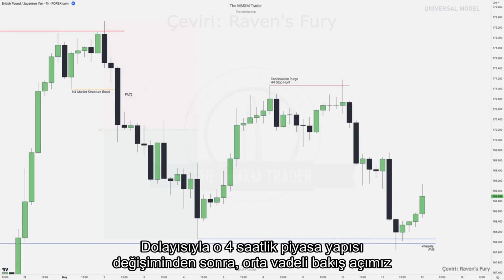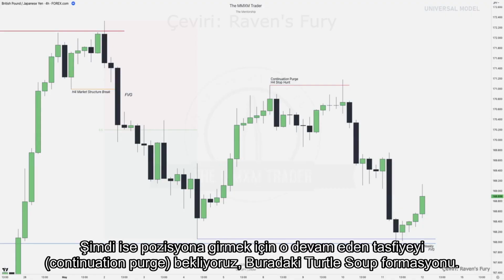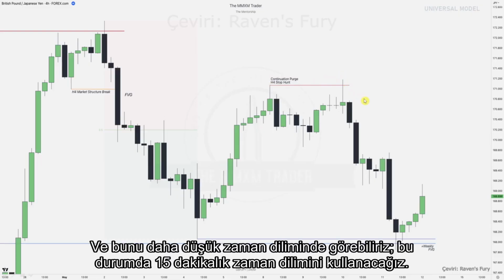So after that market structure shift on the 4-hour, our intermediate term perspective is in line with our long-term perspective, right? So now we wait for that continuation purge to get in, right? This turtle soup over here. So from here on out, we can have a sell program activated, right? And we can see that on our lower time frame, and we'll be using a 15-minute time frame on this occasion.